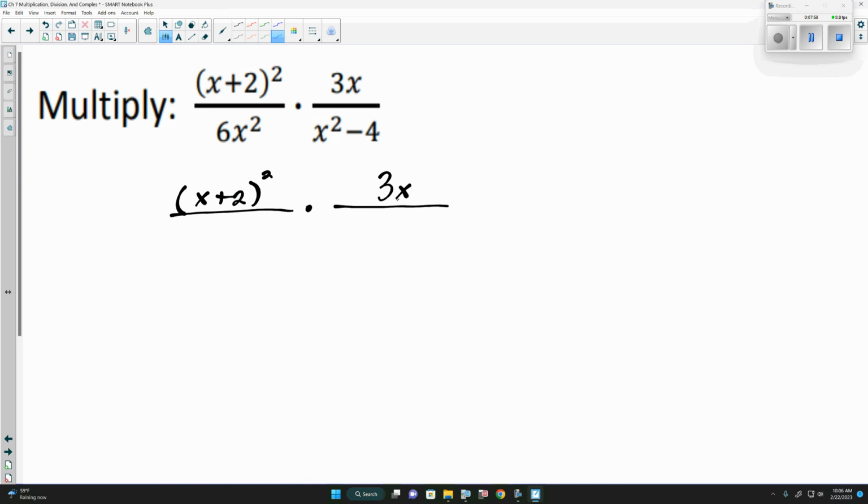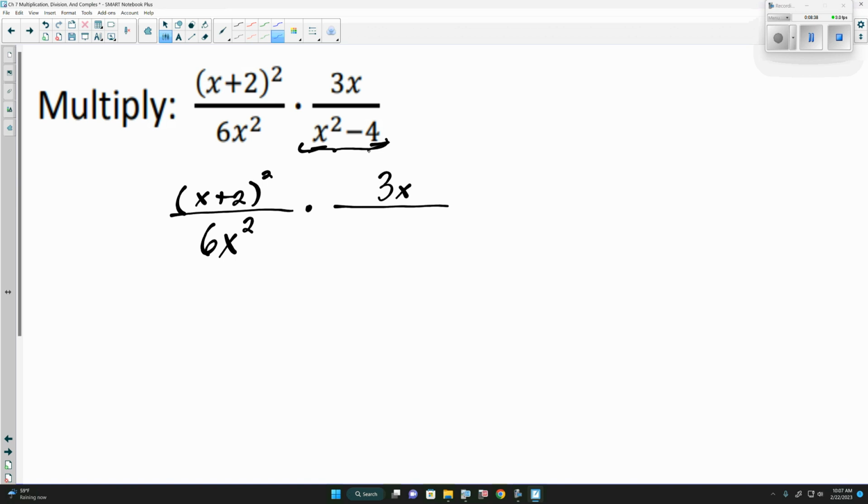The 3x and 6x squared are already as simplified as it gets. Now we know the x plus 2 in parentheses squared is simplified because it's factored. It's just x plus 2 times x plus 2. 3x is simplified as it gets because it's only one term. 6x squared is as simplified as it gets because it is only a single term. Now the x squared minus 4 is factorable because we do have more than one term and our variable x has a power greater than 1. And if we look at it, those two terms are being subtracted.